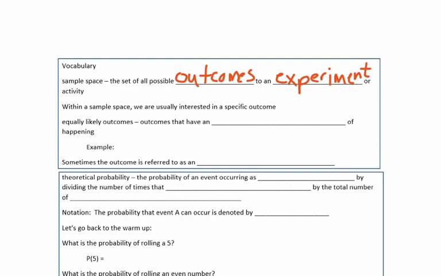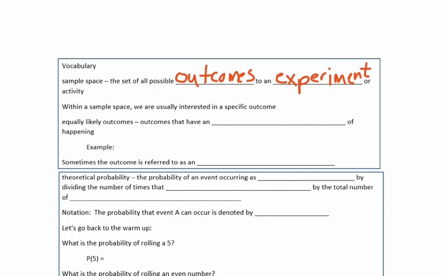So a sample space is a set of all possible outcomes to an experiment. If you did the group activity with the folding of the card, then your sample space was all of the possible outcomes. You fold the card and then you think through, if I drop this card, what are all the possible ways that this card could fall? And that becomes your sample space.